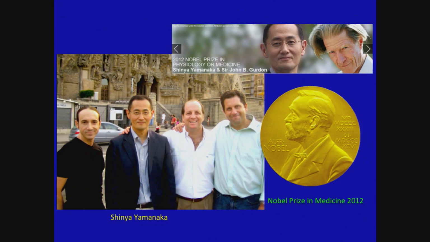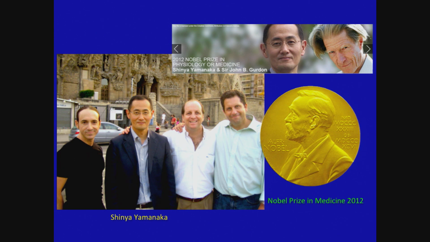In 2009, we were in Barcelona at the ISSCR meeting. That was 3 years before he got the Nobel Prize, but he was already a star, and everyone wanted to talk to Dr. Yamanaka. He was just going around visiting the beautiful Sagrada Familia in Barcelona, and we saw him and said, Dr. Yamanaka, can we take a picture of you? And of course, he said yes. I mean, he was a little bit stressed, they don't like pictures much there.